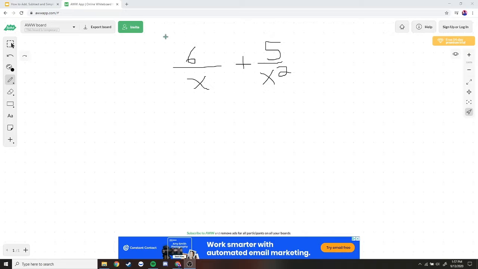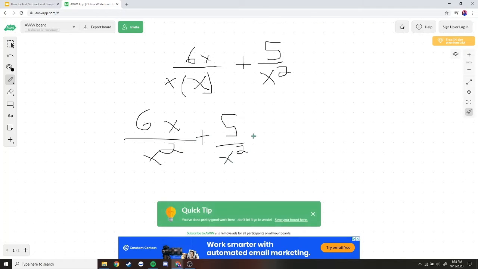To make both the denominators equal, we're going to have to change this into an x squared, because this is already x squared. To bring this to x squared, we multiply by x, and whatever you do to the bottom, you do to the top. So you're multiplying 6 by x, so you get 6x. Now you just combine the terms, so you have 6x over x squared plus 5 over x squared. Then you keep the denominator the same, x squared, and then 6x plus 5. Oh, my bad. 6x plus 5. And here's your answer.